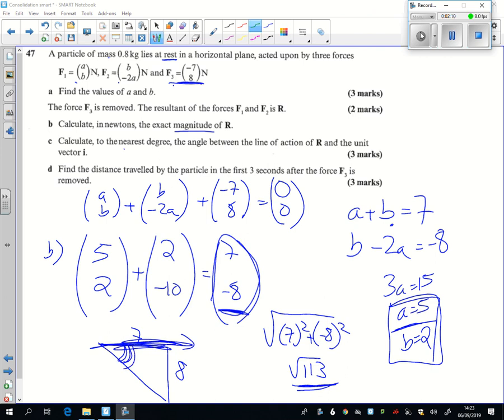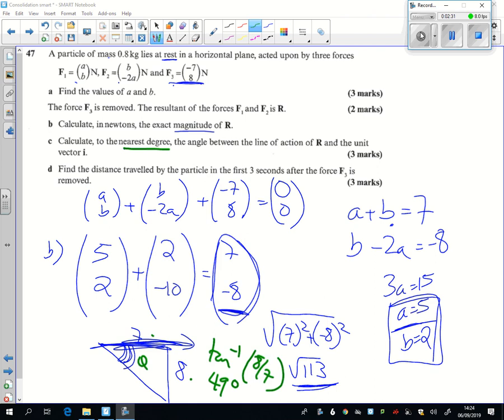So we're looking for a little bit of inverse trig here. So we've got the inverse tan, opposite over adjacent, the inverse tan of 8/7. The inverse tan of 8/7, I've got 48.8, so to the nearest degree, I've got 49 degrees for that there.